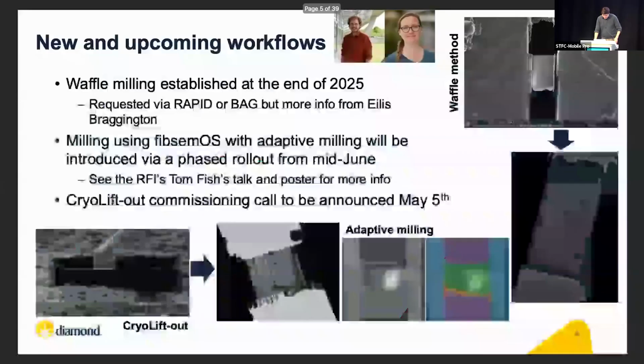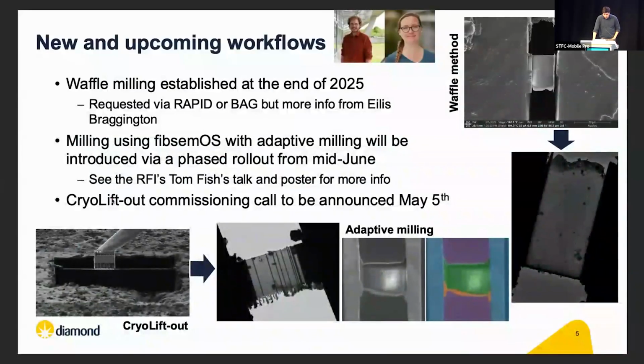Okay, so the general eBIC updates. The big one is that there's a waffle milling workflow, which can now be requested via rapid or BAG access routes from the eBIC. If you want more information about that, Ailish is here somewhere. She's talking later and has a poster as well. So you can find Ailish.